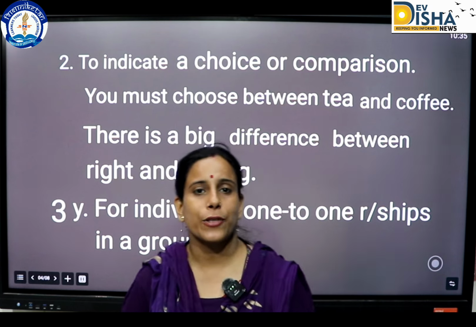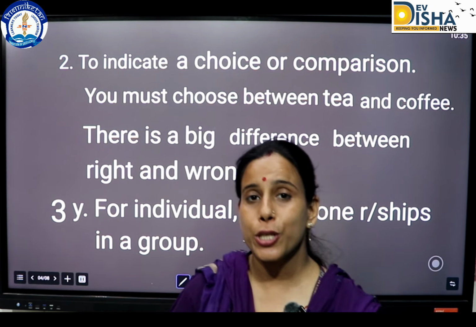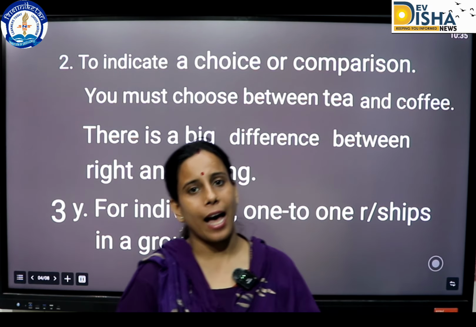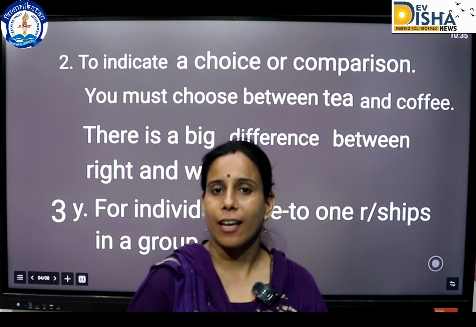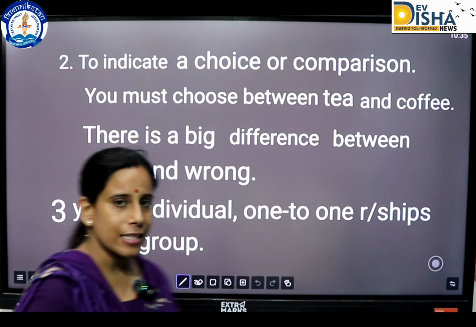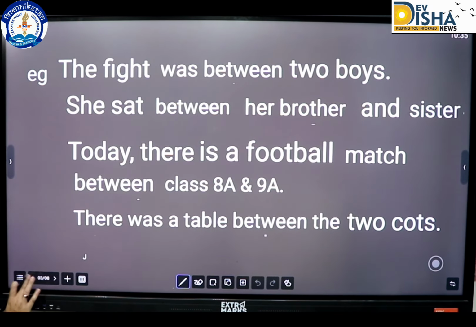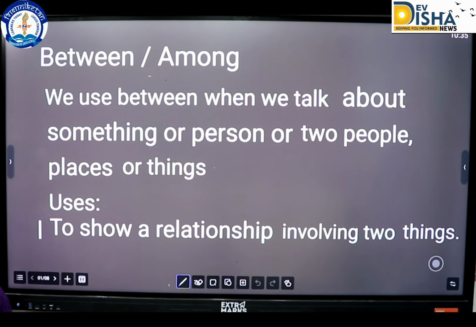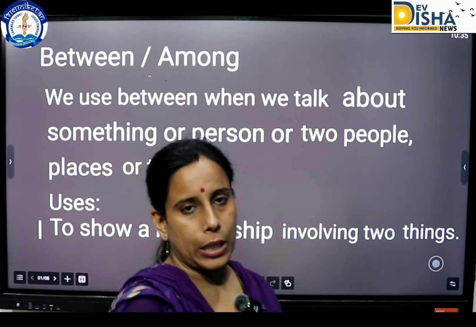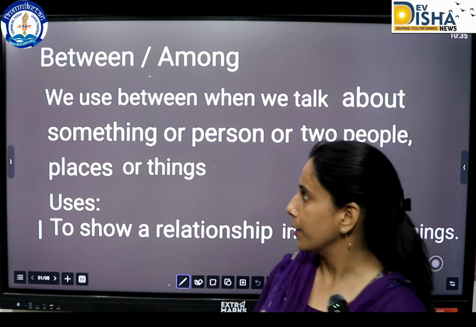As we all know, we are already discussing prepositions with you people. Today I am proceeding towards another preposition, and that is between and among. See students, there is a slight difference between between and among.